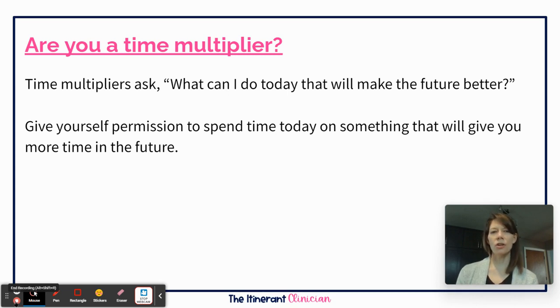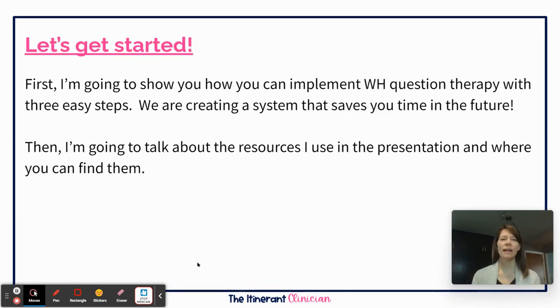You don't become more efficient by doing all of your tasks faster, but rather you become more efficient by spending time today on learning systems that you can implement that will save you time in the future. So, spending 30 minutes on this mini course to learn a system that really works with any skill-based intervention will save you time in the future. So for the next 30 minutes, give yourself permission to spend time learning a 3-step process that will give you time down the road. Let's get started.